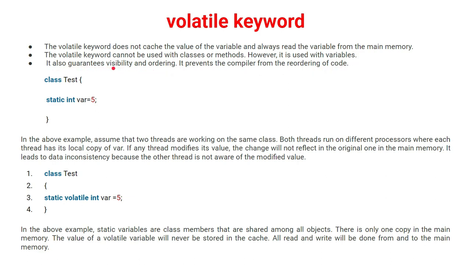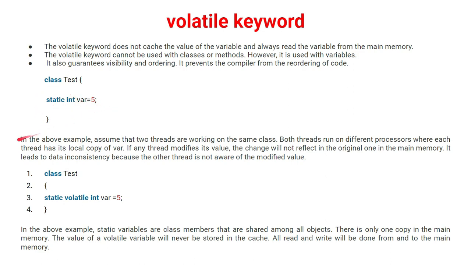It also grants visibility and ordering. It prevents the compiler from reordering the code. Whatever the order in which we do the modifications, it will preserve that order. So volatile is very, very important. It will not lose consistency. If you see here, we have created one variable, static int var equal to 5.